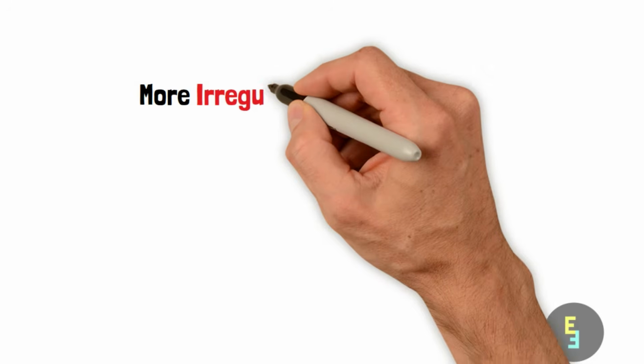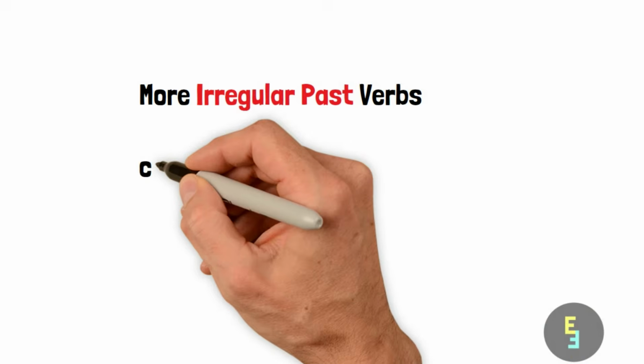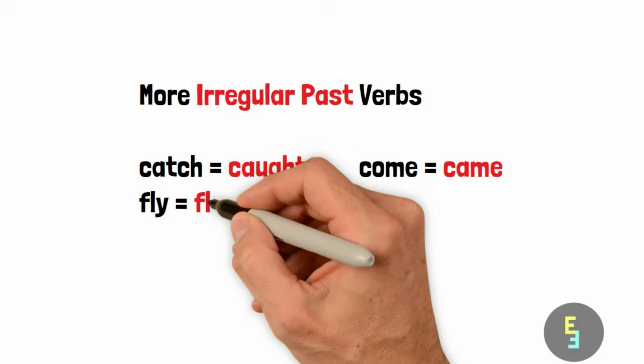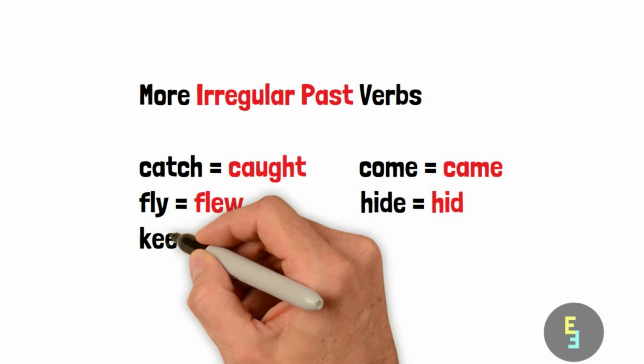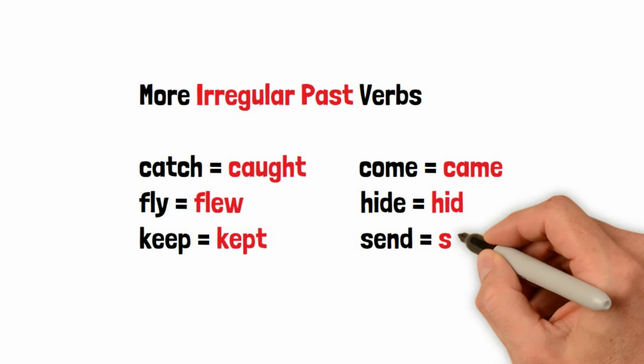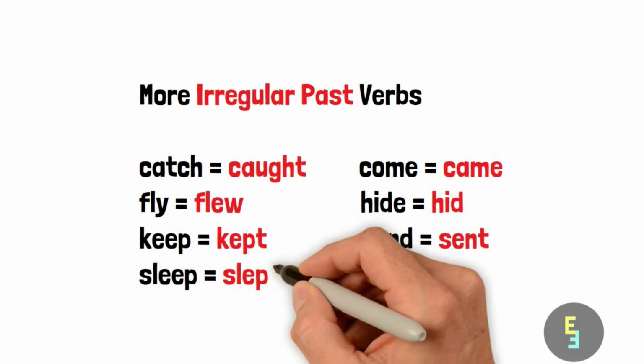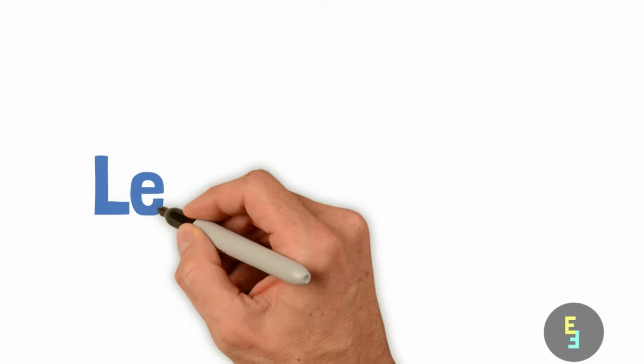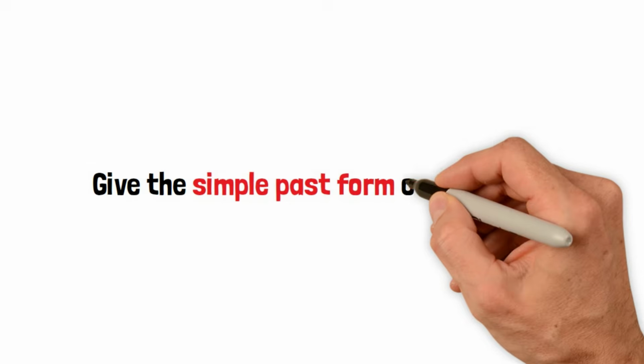Here are some more verbs with irregular simple past forms. Catch, caught. Come, came. Fly, flew. Hide, hid. Keep, kept. Send, sent. Sleep, slept. Tell, told. How about we do some practice? I will give the verb, and you'll tell me its simple past form.